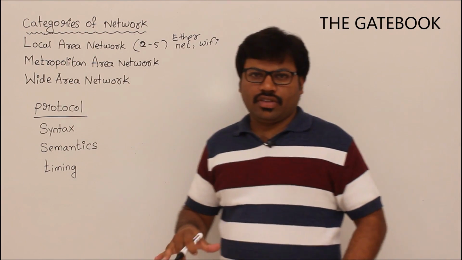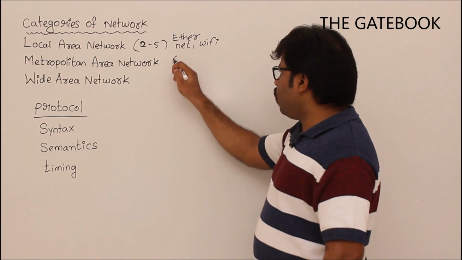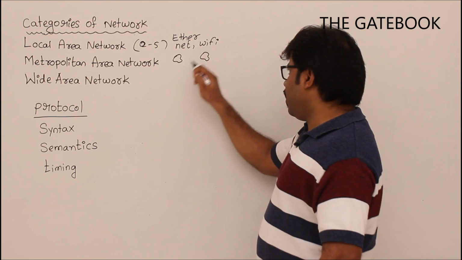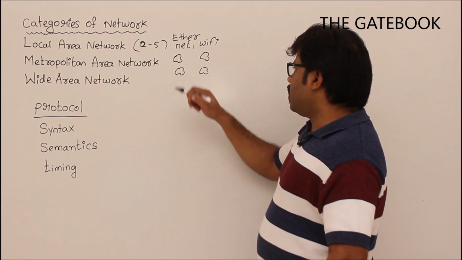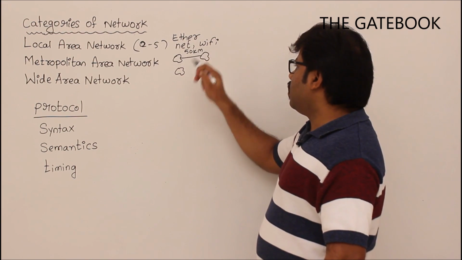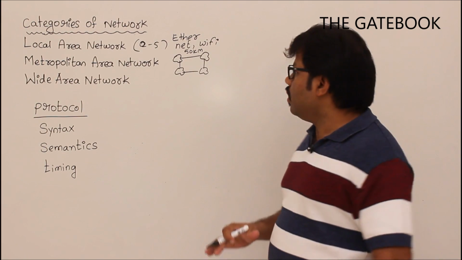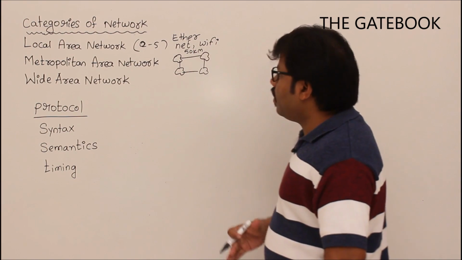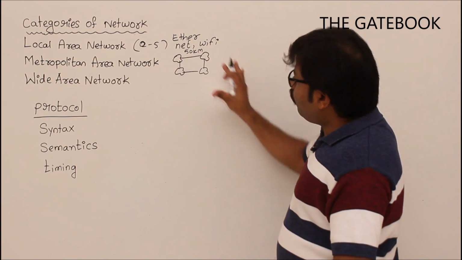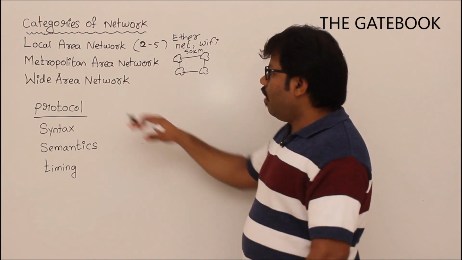Metropolitan area network. Generally this is a network which spans over a city. Example, let's say you have a local area network here and there, which are separated by 50 kilometers or 100 kilometers. Then we need a different technology than Ethernet and Wi-Fi. They won't work. So we form a different network with a different technology, that is called a metropolitan area network.